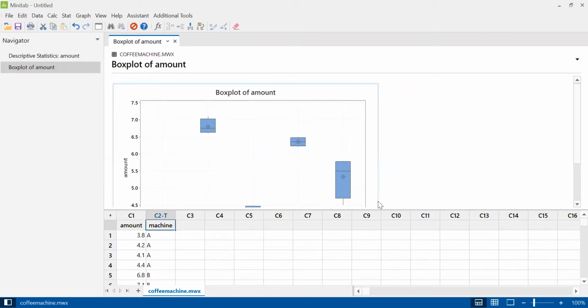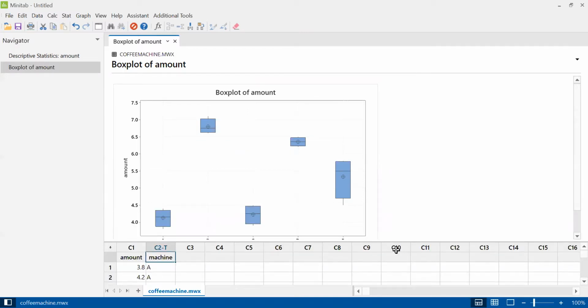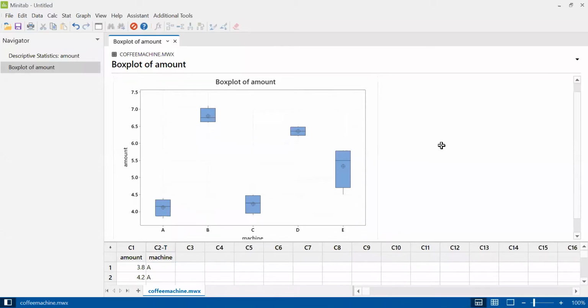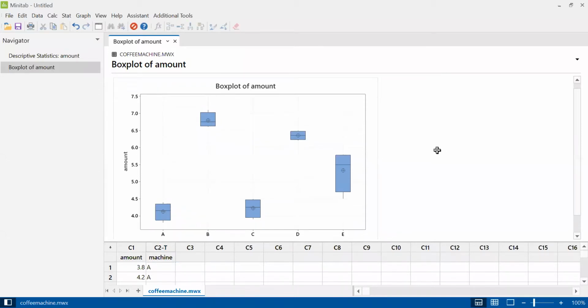When you just look at the numbers, you could see some of the numbers were really different from each other. But when you looked at just the descriptive statistics, they didn't seem that bad. But look at this. When you look at them all together, this looks like it's all over the place. I think everyone is going to go to machine B so they can get the most amount of coffee for their dollar, right? It's just so crazy to me.